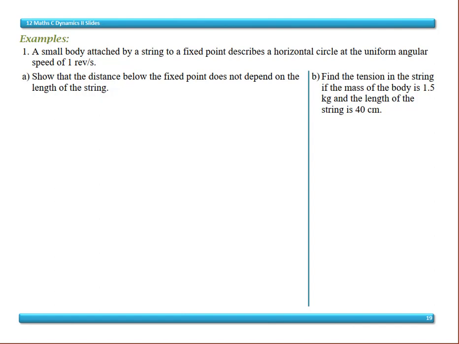First one: a small body attached to a string to a fixed point describes a horizontal circle at a uniform angular speed of 1 revolution per second. Show that the distance below the fixed point does not depend on the length of the string. So if you think of what's going on here, this is our theta, point O, this is at right angles. This is our small body.